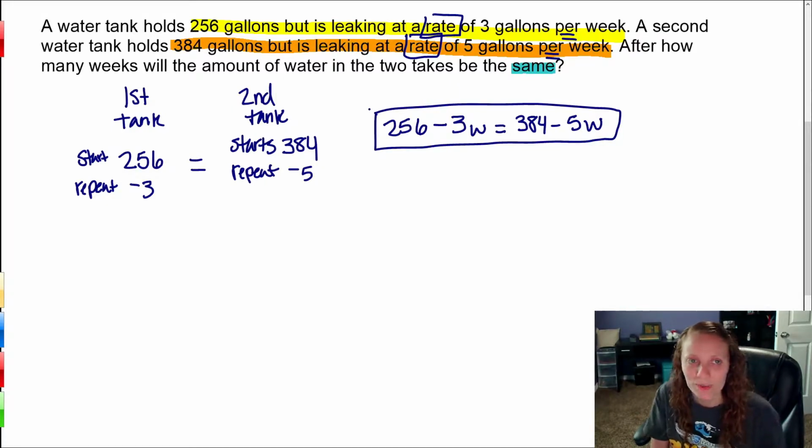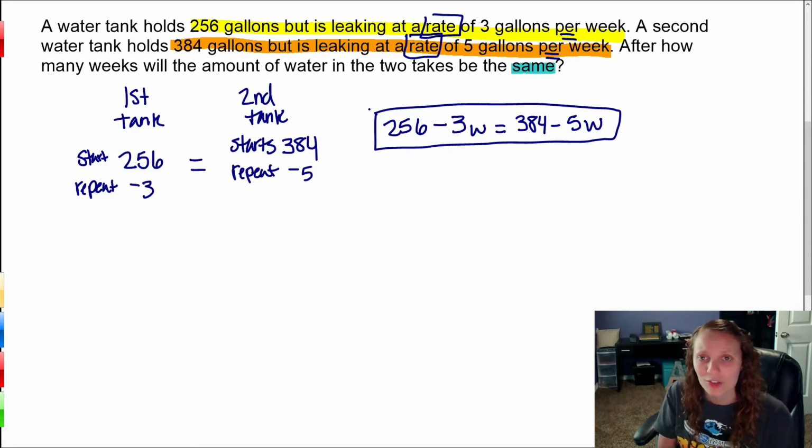Okay guys, remember there's two things you look for. Which number happens once or is like a starting amount, and which number is repeating. You look for keywords like rate, per, each, every. And the number that repeats tells you it needs to have a variable or a letter that goes with it.